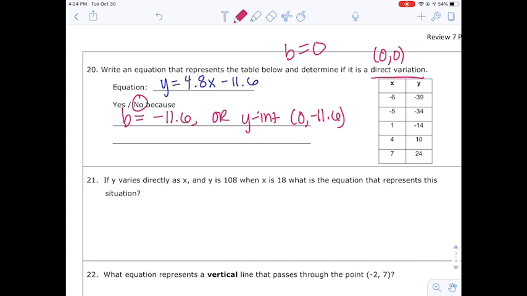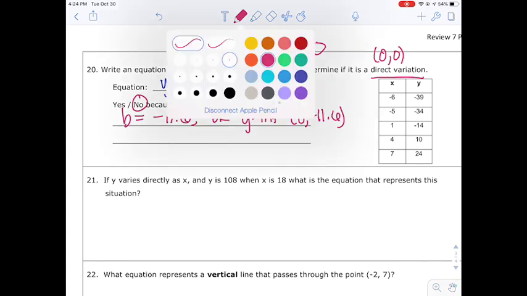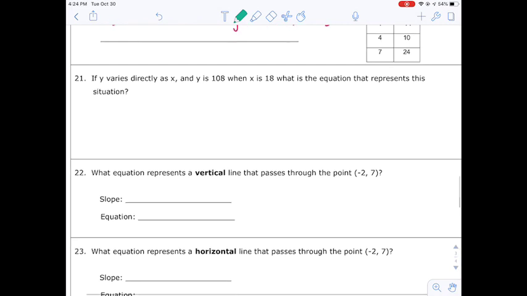You could also plug this equation into y equals and go look at the table and say that the table does not contain the point (0, 0).